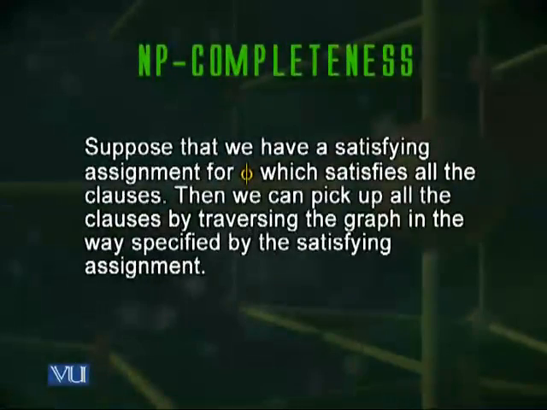Now, suppose we have a satisfying assignment for phi, which satisfies all the clauses. Then we can pick up all the clauses by traversing the graph in a way specified by the satisfying assignment. So all we do is we take the satisfying assignment, we traverse the graph in a zigzag or a zag-zig fashion, and every time we have an opportunity, we pick up a clause vertex. Thus, this would be a Hamiltonian path which will start from the vertex S and end at the vertex T. It would have also picked up all the clause vertices. So it will be a Hamiltonian path in the entire graph.